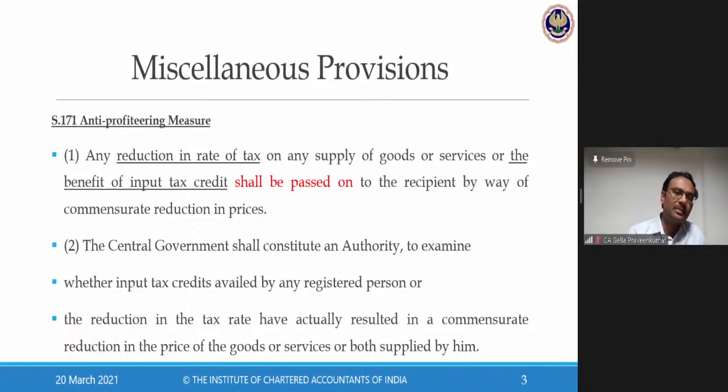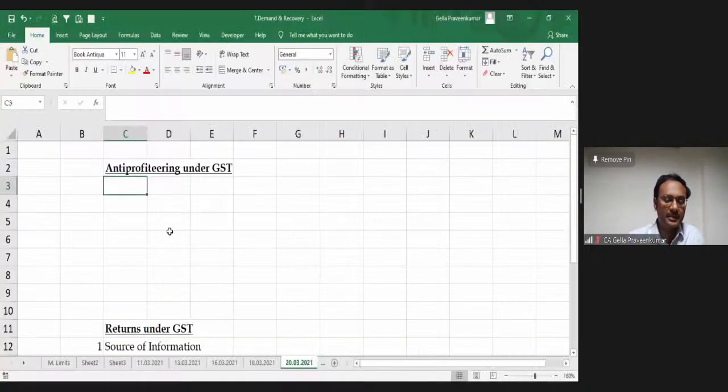Second scenario, the benefit of input tax credit shall be passed on to the recipient. Now, I'll come to my Excel file to make you understand this anti-profiteering method. I hope you can see my Excel file. Let me see if there are any questions so far. Okay.